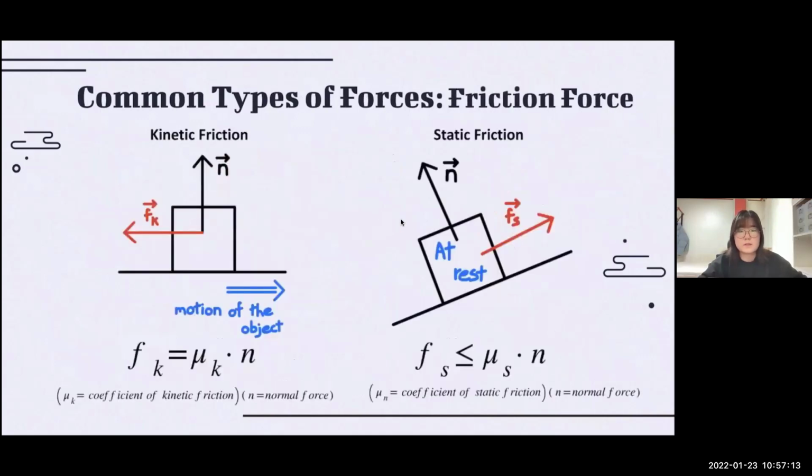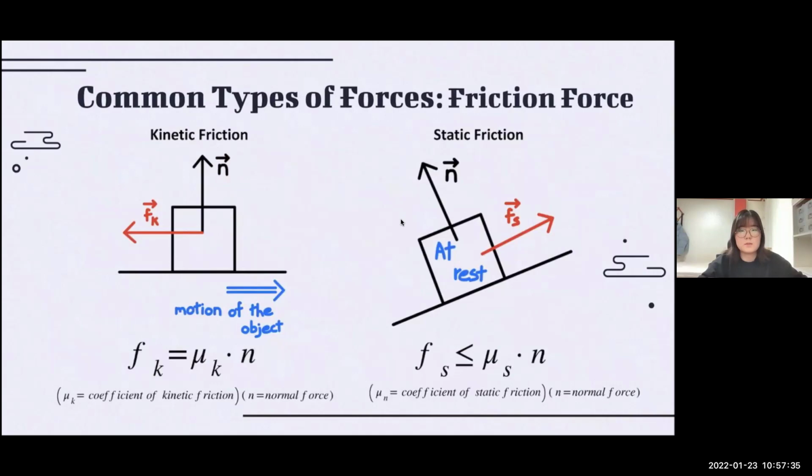The following force is the friction force. It is always parallel to the contacting surfaces, opposing the sliding motion. There are two types of friction forces, kinetic friction and static friction. Kinetic friction acts when the object slides over a surface, and static friction acts when there is no relative motion.